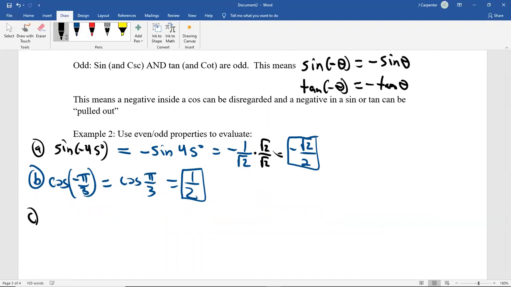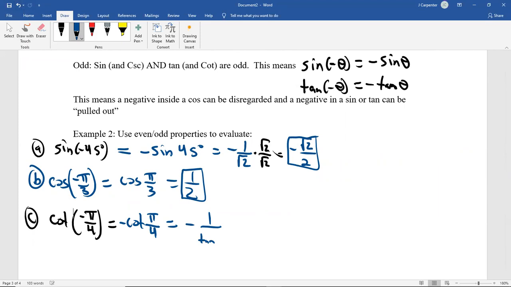C, I don't know why I did that in blue. I wasn't paying attention, not that it matters. Cotangent of negative pi over 4. I'm trying to beat the clock, so making typos. Well, cotangent's the reciprocal of tangent, so it has all the same properties. Tangent's odd, which means the negative gets pulled out. So this would be the negative cotangent of pi over 4, which would just be negative 1 over the tangent of pi over 4, if you like using reciprocals.